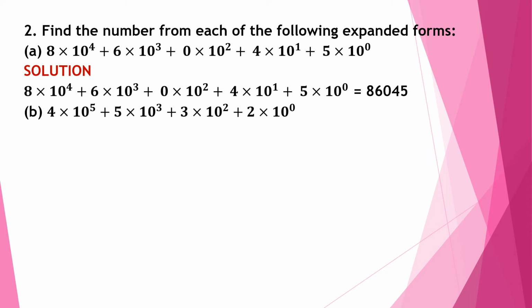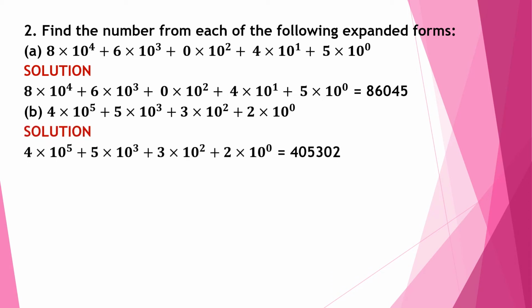Then after 2 the power of 10 will be 1. But here in the question it is not given, it is absent. That means in the tens place we put a 0. And the last power of 10 is 0. So the corresponding digit multiplied here is 2, so the last digit of the number is 2. So our number is 405302. That means 4,05,302.